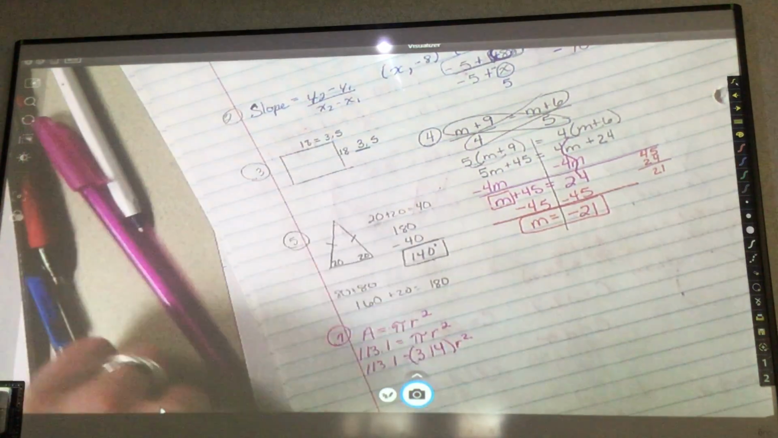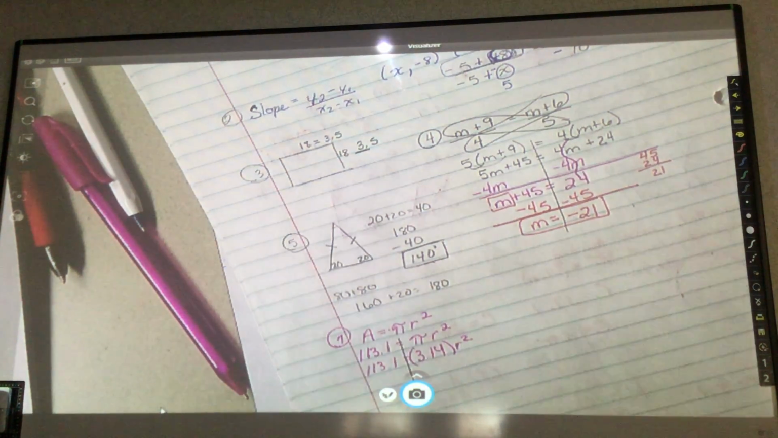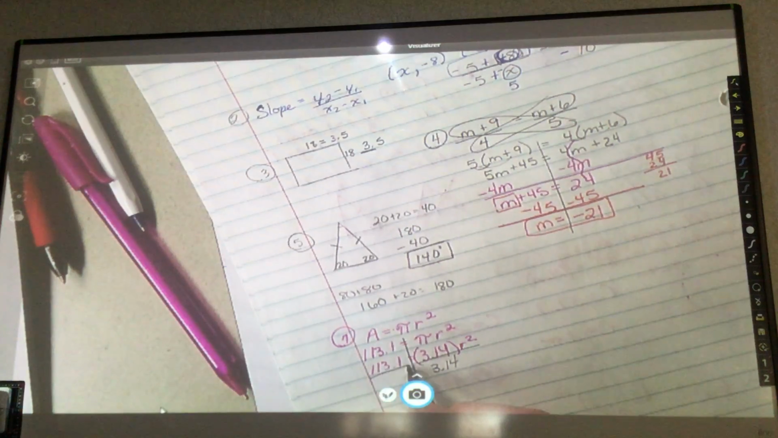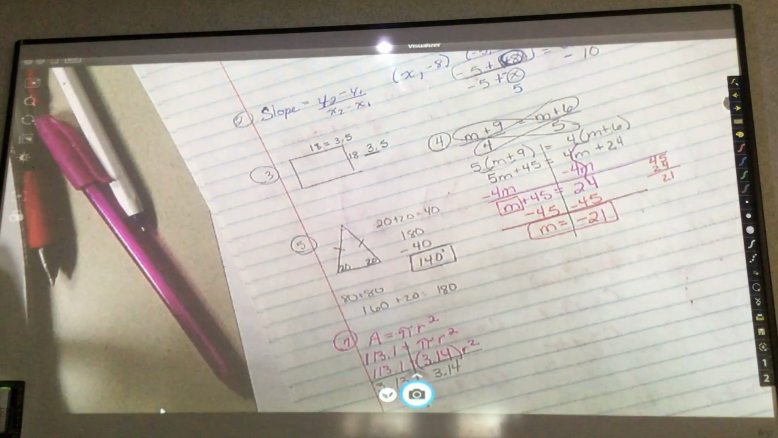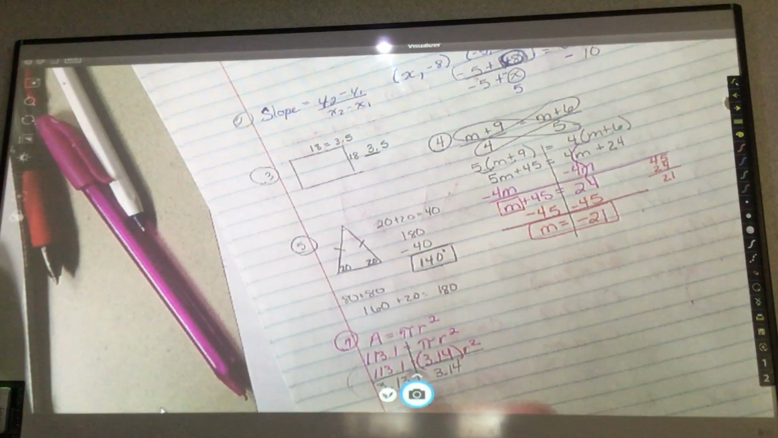How do I get r by itself? What do we do, guys? Divide. Everything we've done before. Divide by 3.14. And when I did that in my calculator, I get 36.01, so just round it to the nearest whole number, which is 36, equals r squared.